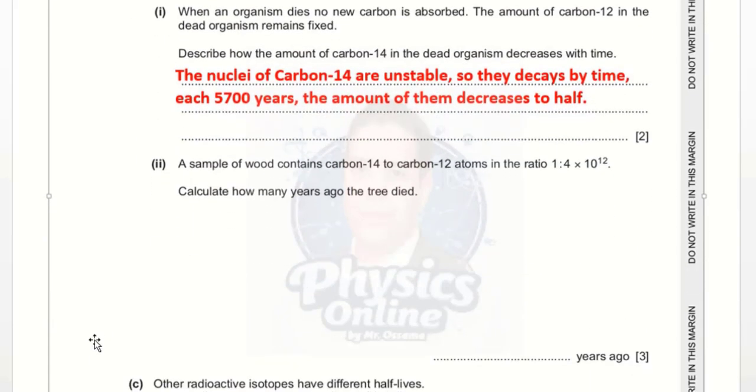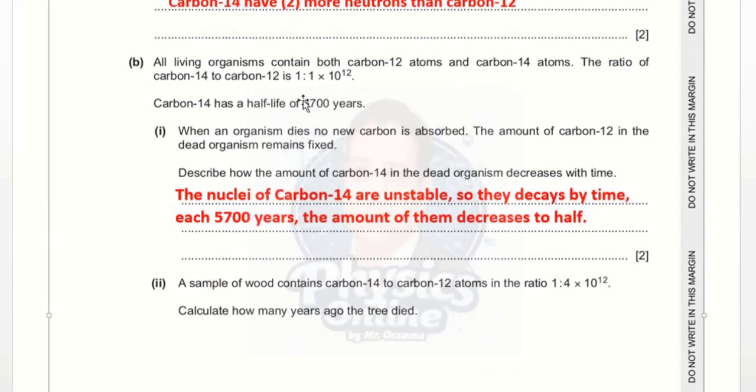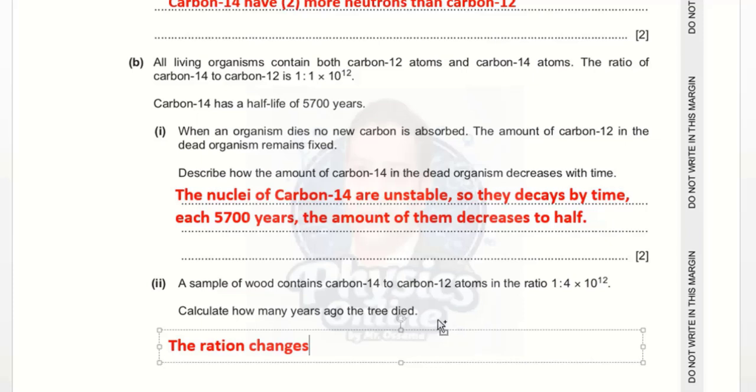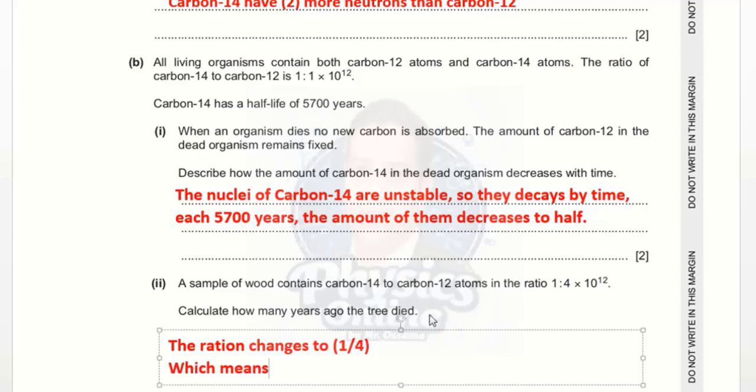A sample of wood contains carbon 14 to carbon 12 atoms in the ratio 1 to 4 times 10 power 12. Calculate how many years ago the tree died. As you see here, the ratio becomes 1 to 4. Here is 1 to 1. So it means it decreases to 1 over 4. The ratio changes to its quarter, 1 over 4, which means 2 half-lives.